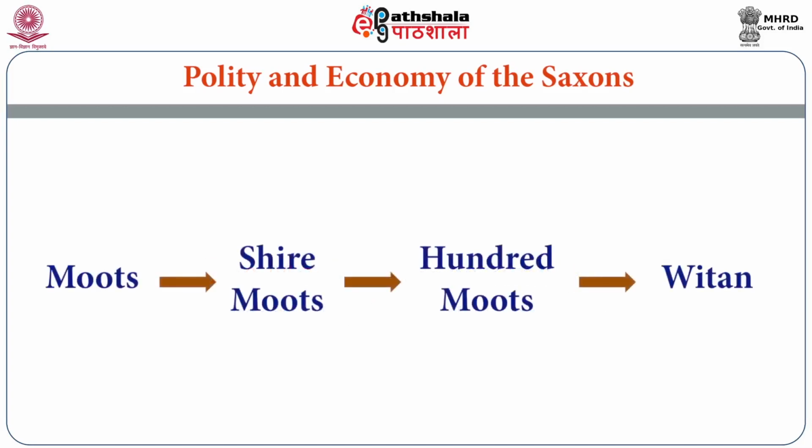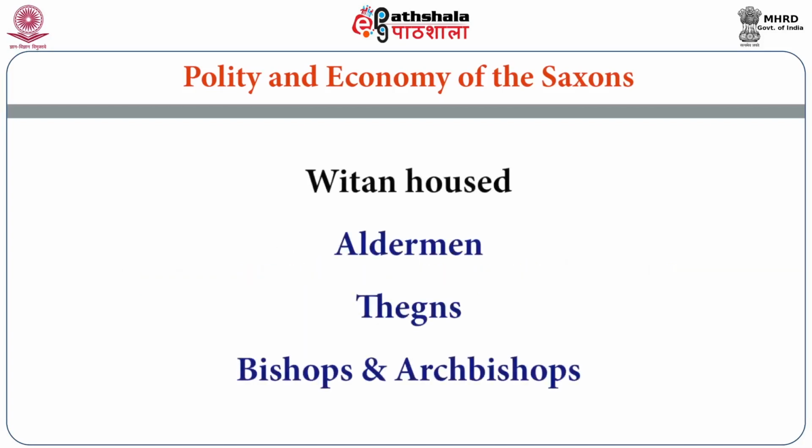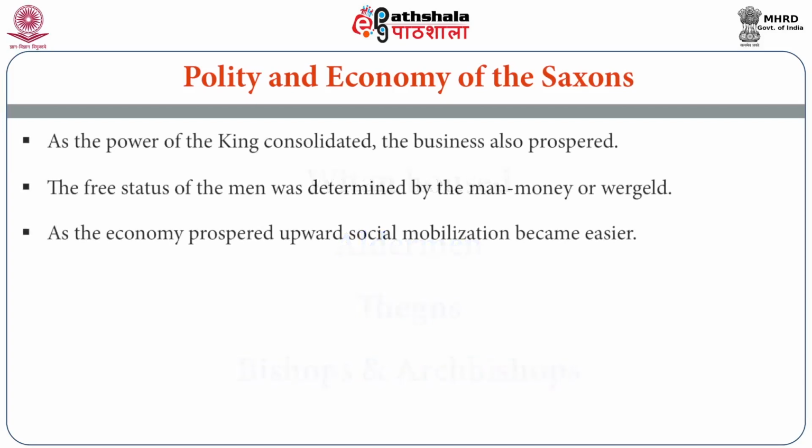As the kingdom grew in size, the moots were further developed into shire moots and hundred moots, and finally the witan. So from the smallest unit to the larger units were formed as things shaped into a democratic format. The witan was an assembly of wise men with earls and aldermen and thegns, that is, later the bishops and archbishops.